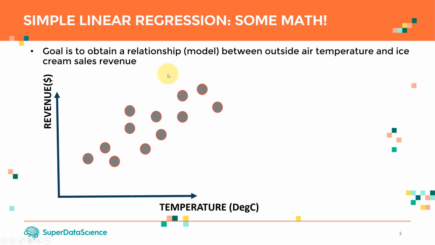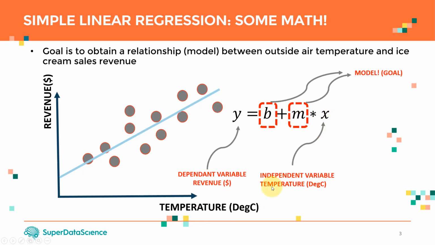So let's take a look at some mathematics. Again, here I have my temperature, I have my revenue, I plotted all the data points, and my objective, as I mentioned, is to obtain this line, the best fit line that goes through the data. If you recall from basic mathematics, the equation of a straight line can be represented as y equals b plus m times x, where x is called the independent variable, which in this case is temperature in degrees C, which I can simply change independently on my own. And y is called the dependent variable, which in this case is revenue. My objective is to obtain the values of m and b. And when I obtain the values of m and b, that's it. Now I have a simple linear regression model. That's all it is.